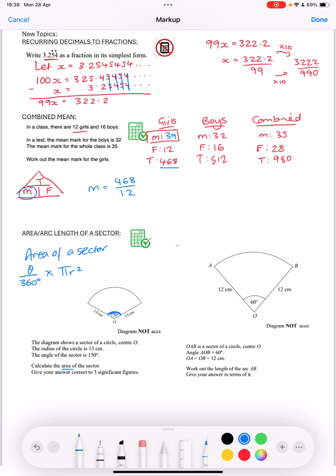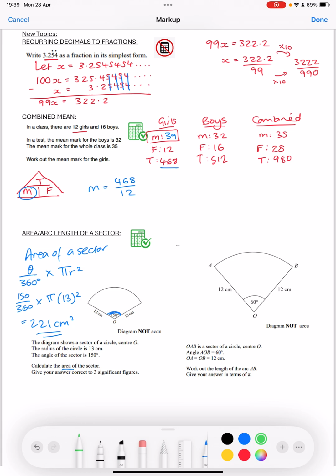Then we just substitute in the values. So 150 over 360 times pi times 13 squared. This wants it to three significant figures, so it is going to be a calculator question. So just type that all in. And we get 221 to three significant figures, centimetres squared, because it's area.